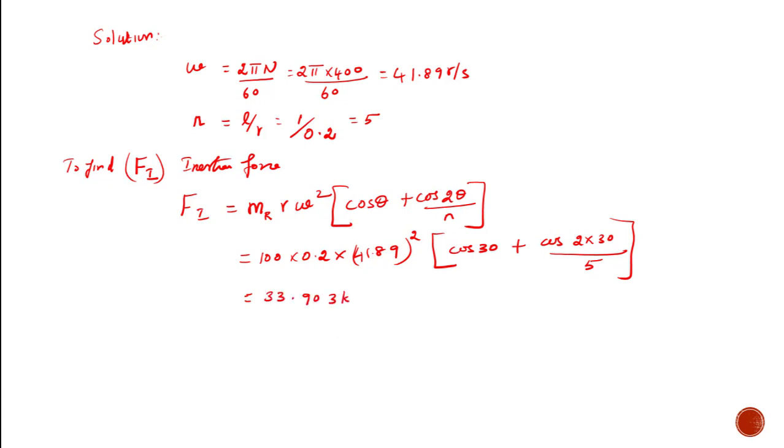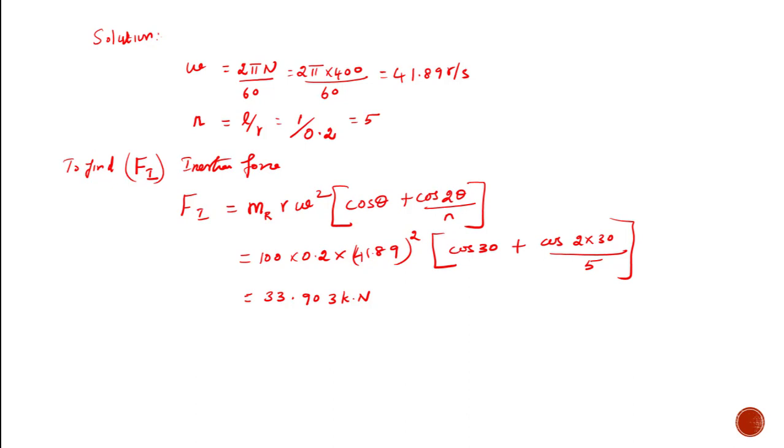33.903 kilonewton. By substituting this value, we can calculate what the inertia force is. So the inertia force is 33.903 kilonewton. Fine. And then we are going to calculate the force which is acting on the piston. We can call that the piston effort.